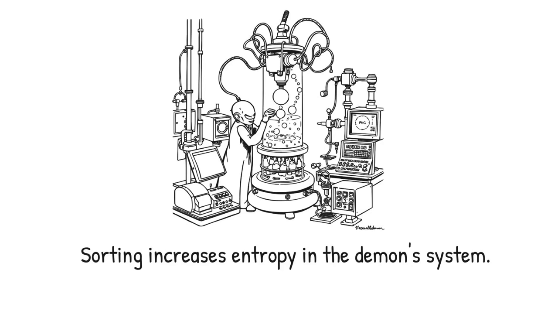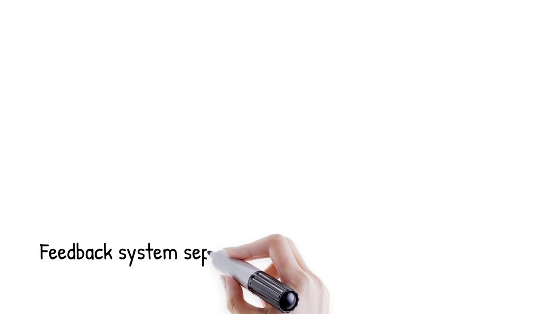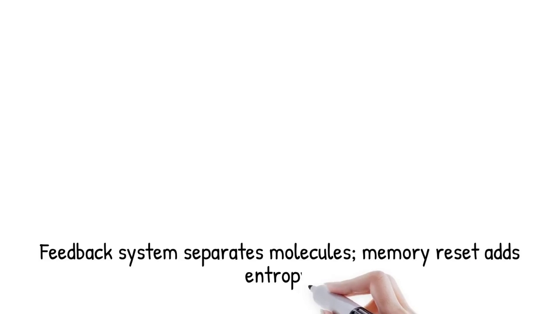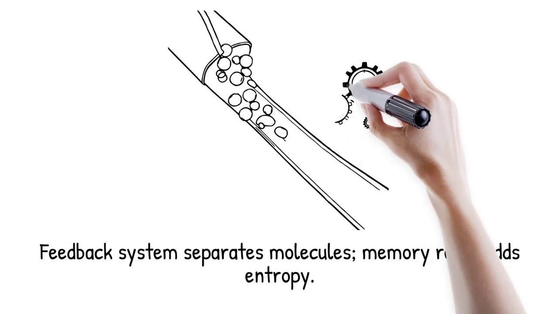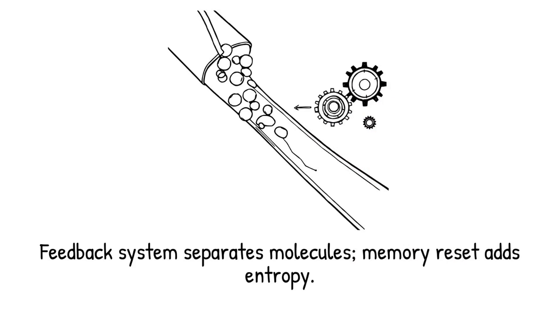A feedback control system in a microfluidic channel can separate molecules by speed, but its memory reset dissipates heat elsewhere. It's like a librarian reshelving books by title order without touching the books, but the librarian's note-taking and erasing generate more disorder in their notepad.